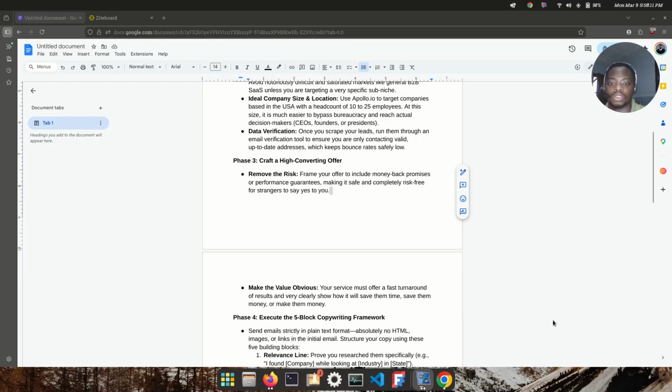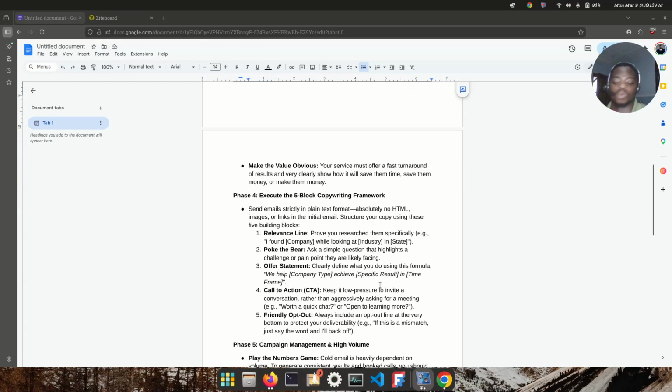Okay, so now executing the copywriting framework. So this is the actual copy that you're writing. Send emails strictly in plain text format. Obviously you should not be putting links in your cold emails, especially when you're sending more than, I think even more than one. If you're sending to a prospect you've never contacted before and they've never responded back to you, use plain HTML. Images or links in the initial send should not be used.